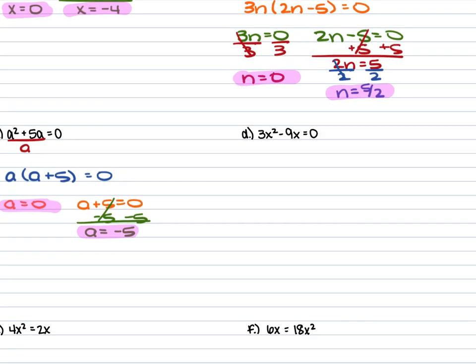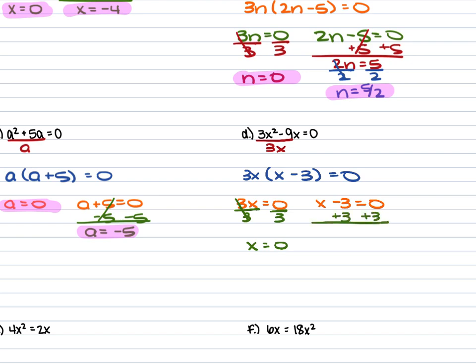For example D, we have 3x squared minus 9x is equal to 0. Both of our terms are on the same side, so we're going to factor out the greatest common factor. It's going to be 3x. So we have 3x times x minus 3 is equal to 0. That 3x gets set equal to 0. That x minus 3 gets set equal to 0. For the 3x is equal to 0, we're going to divide each side by the 3. We get that x is equal to 0. For the x minus 3 is equal to 0, we're going to add the 3 to both sides. So we get that x is equal to 3.